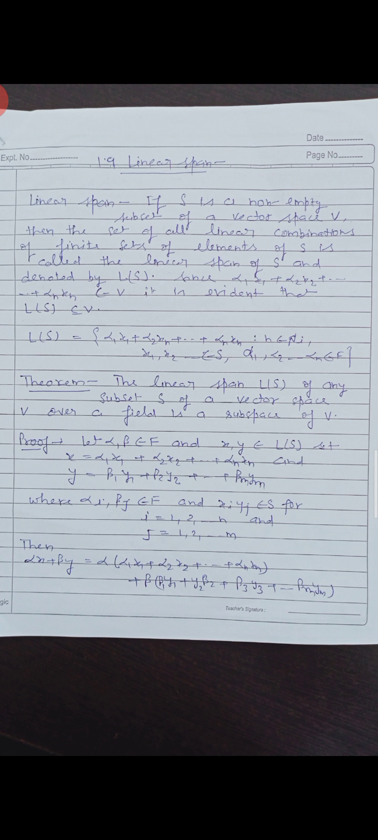If S is a non-empty subset of a vector space V, then the set of all linear combinations of finite sets of elements of S is called the linear span of S and denoted by Ls. Since alpha 1 x1 plus alpha 2 x2 plus and so on alpha n xn belongs to V, it is evident that Ls is a subset of V.